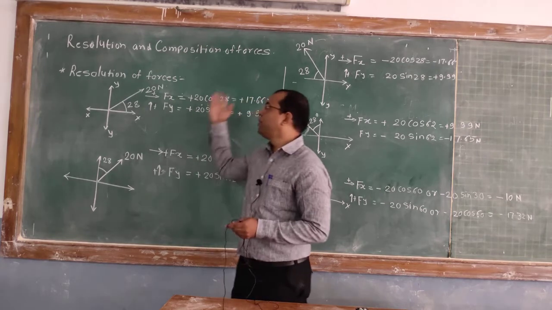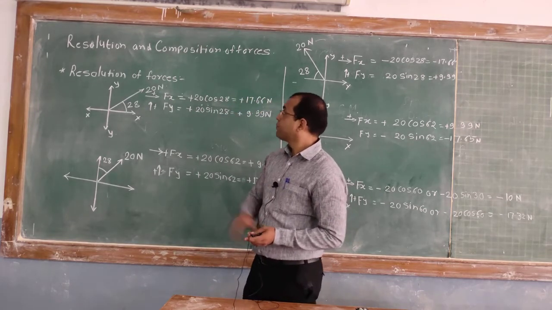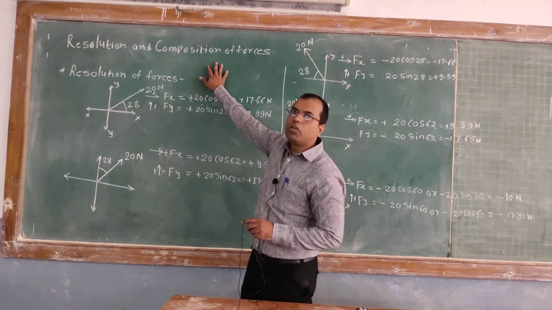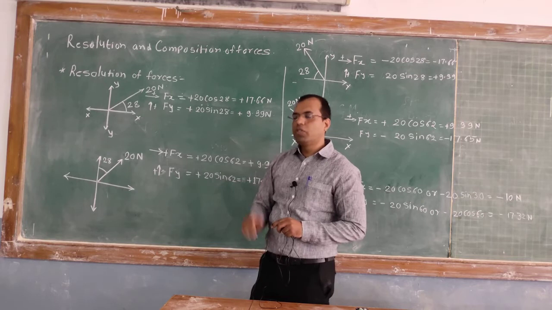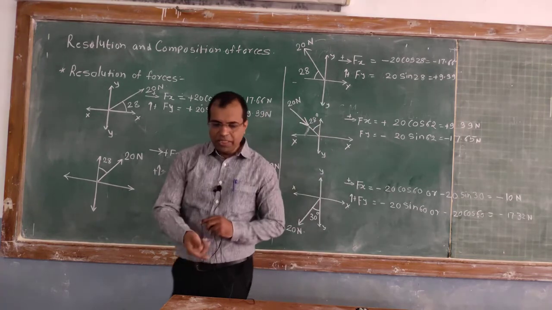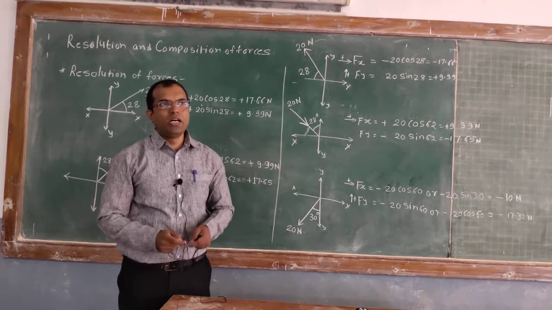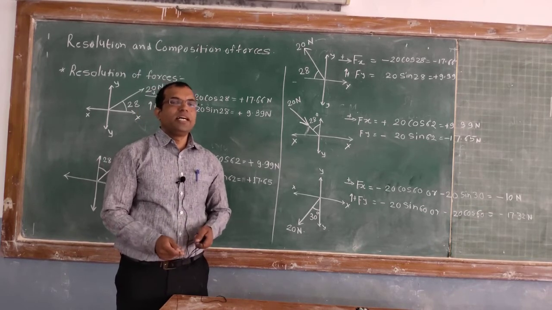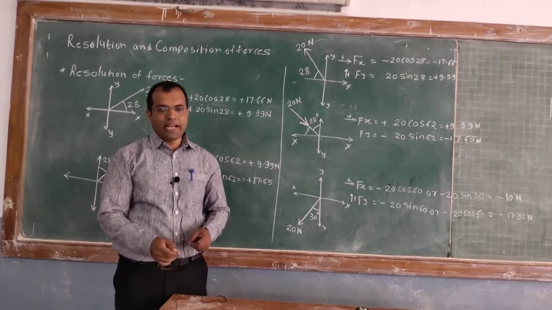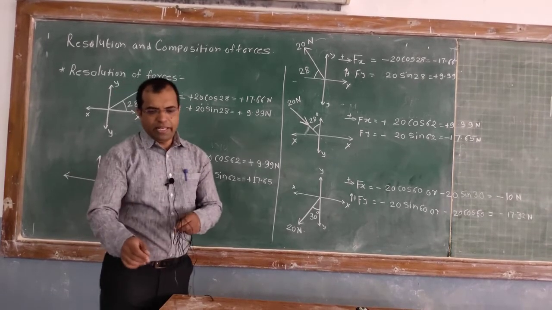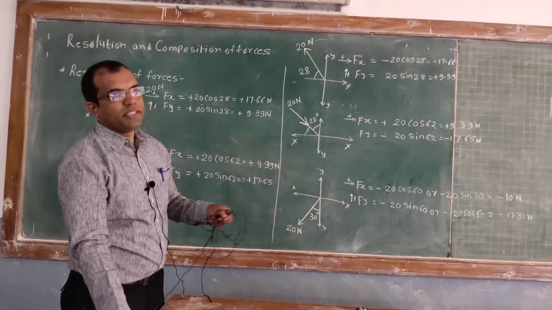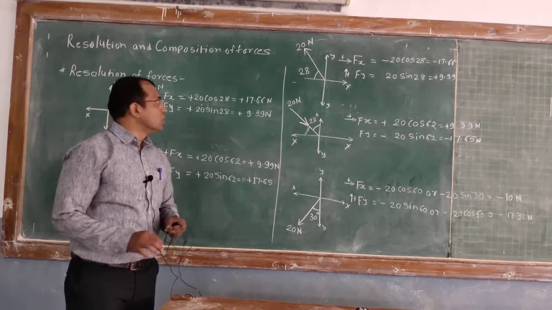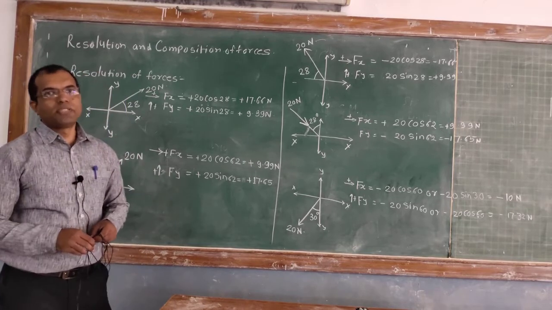Composition is a method to find out the resultant from the system of forces. Which methods did we learn in the last lecture? We learned two graphical methods: the first is the triangle law and the second is the law of polygon of forces. These two graphical methods find the resultant of the system of forces.